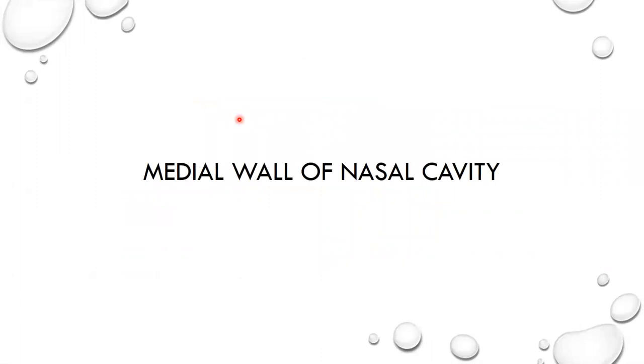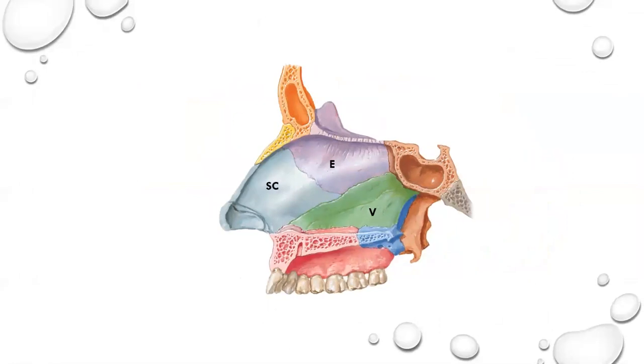Okay, let's go into the middle wall of the nasal cavity. What are the structures present in the medial wall? Okay, medial wall. It is formed by the septal cartilage, the ethmoid bone, and the vomer.